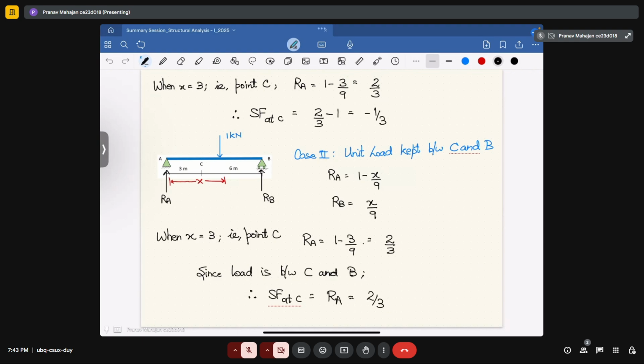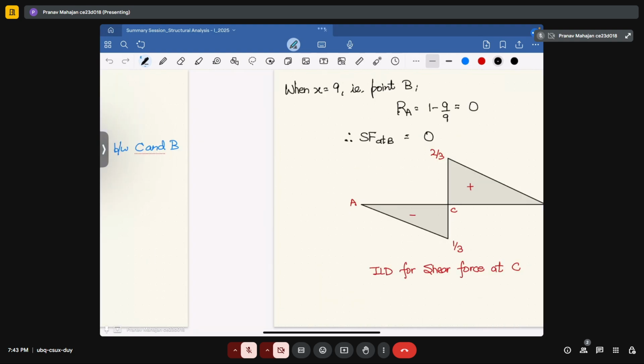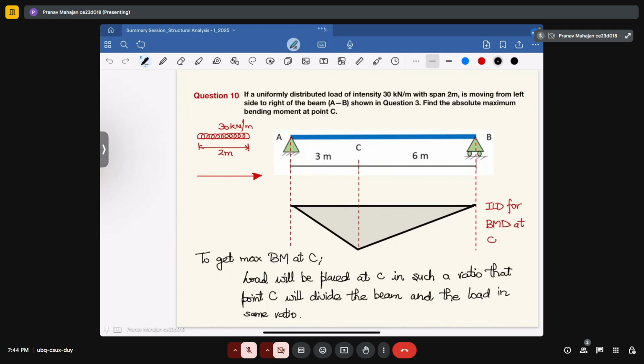Further, when the unit load is kept between B and C, under such a situation, we will calculate the reactions first, and then we will calculate the shear force at C. After calculating the shear force at C from both locations, we will get to know the value of the shear force diagram. In the current situation, it is coming out to be a triangular figure where the load is expected. That is how you will use the concept for the influence line diagram.